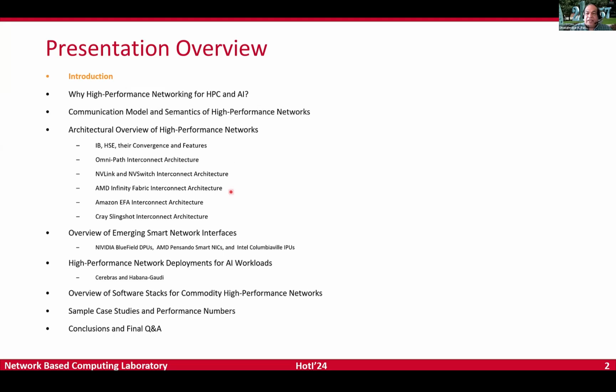And once we get exposed to all these features, we'll also take a look at the software stacks, like how exactly these hardware features, the networking features, are being linked to the upper level software. And then we'll take a look at some sample case studies and performance numbers, and then we'll conclude. And please feel free to ask questions on the chat. Hari, you can monitor, and then we can answer.